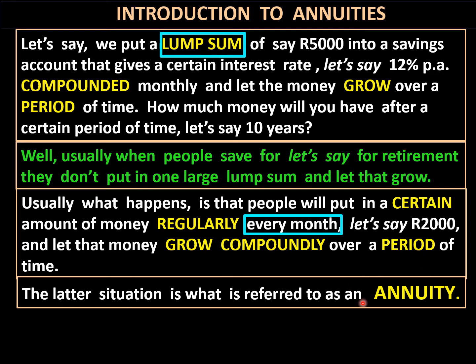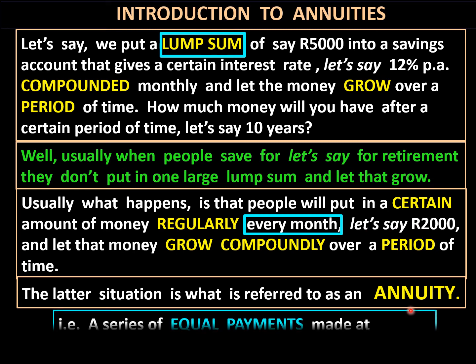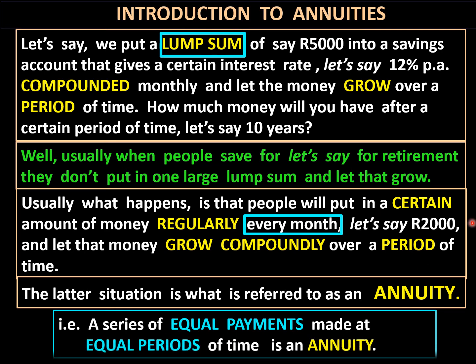Now this situation where you have regular payments, regularly at either monthly or annually or quarterly, and it's a fixed amount, that is referred to as an annuity. That is a series of equal payments. See, the payments all have to be equal, and the periods have to be equal as well. So it's every month. You can't have it once a month and then after 3 months again, and once a month. It must be every month. And this here is referred to as an annuity.